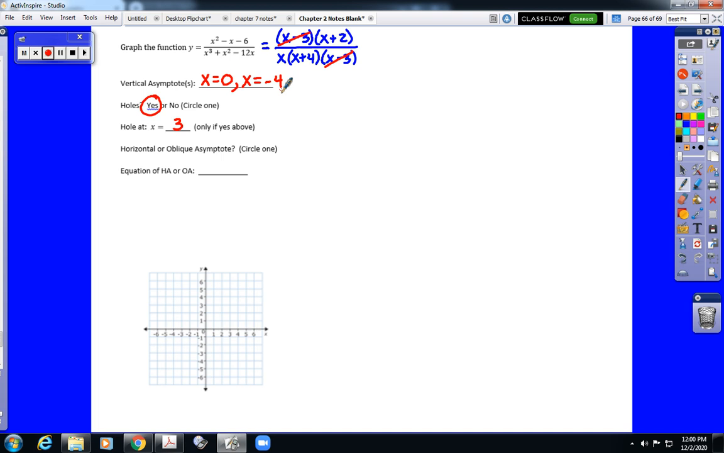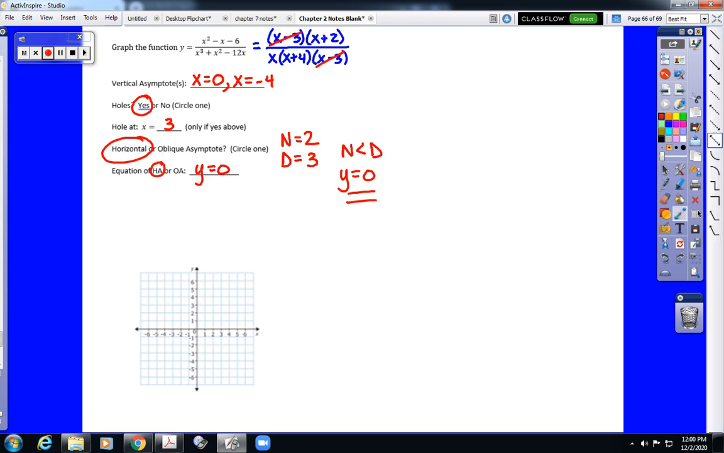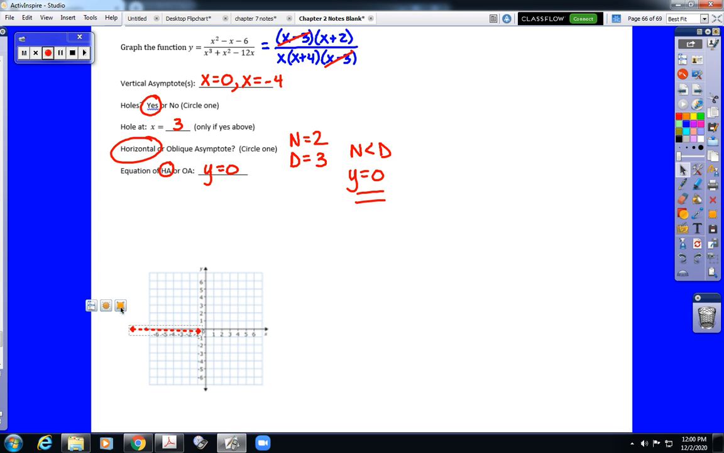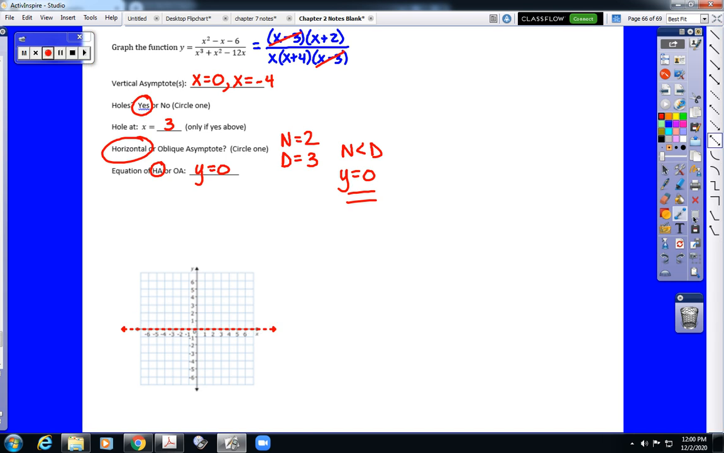Then we go to the horizontal or oblique asymptote. The degree of the numerator is 2. The degree of the denominator is 3. Because n is less than d, our horizontal asymptote is the line y equals 0. So we graph those asymptotes. We have a horizontal asymptote of the axis. The x-axis is an asymptote. That didn't exactly do what I wanted it to do there, but that's okay. We'll get that fixed, no problem. We have 2 vertical asymptotes, one at 0 and one at -4.